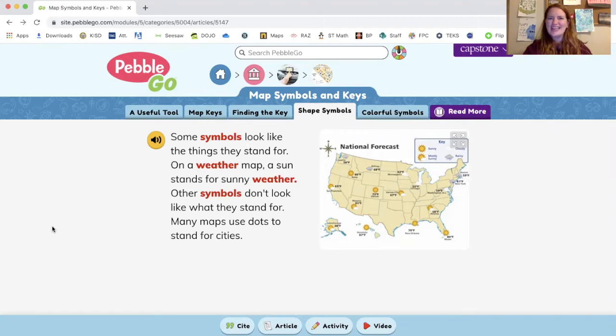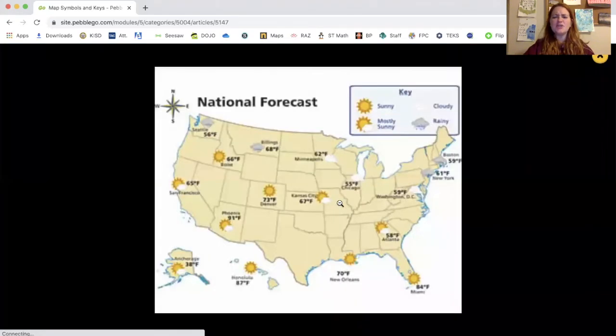Hey, when we were looking at that zoo map, they looked like actual animals, right? Those were the symbols. But then when we looked at the map of Teachersville, the houses were just square pink boxes. I've never seen a house that's just a square pink box. So that was just a symbol. Let's look at this weather map.